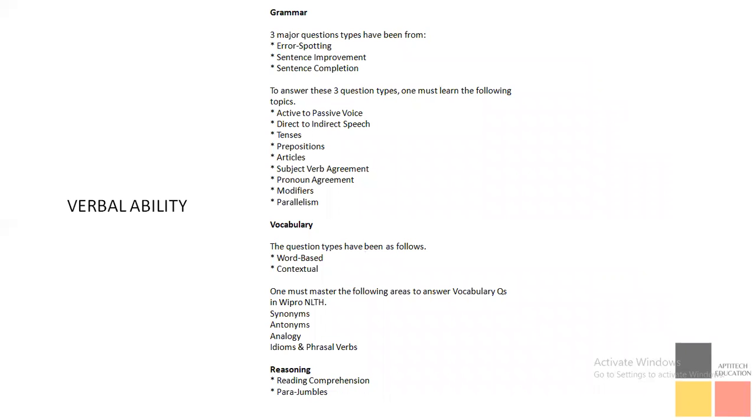Next, verbal ability is basically going to be two portions: a grammatical portion and a vocabulary portion. Grammar covers topics like error spotting, sentence improvement, sentence completion, active voice, passive voice, articles, prepositions, modifiers, and all these fill-in-the-blanks kind of questions. Followed by vocabulary, which is again of two types: word-based and contextual. You can have questions like synonyms, antonyms, analogy, idioms, phrases, or maybe para jumbles and reading comprehension. So this is what the verbal ability portion would look like.